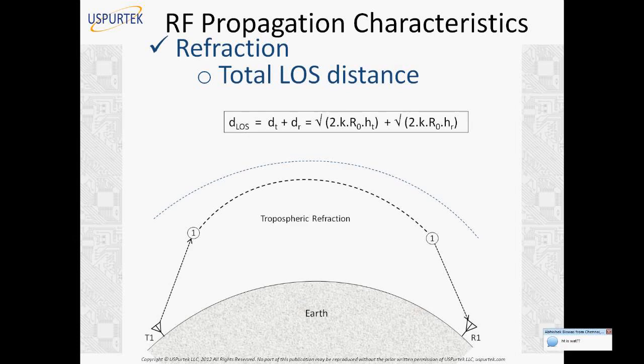And total line of sight distance, HT is the height of the transmitting antenna. Somebody asked this question, what is HT? So HT is the height of the transmitting antenna.